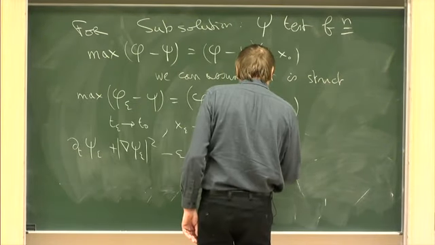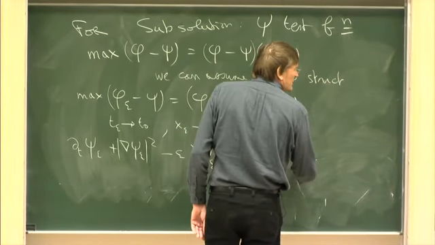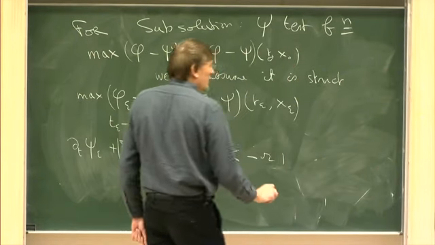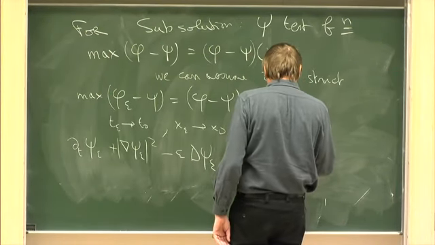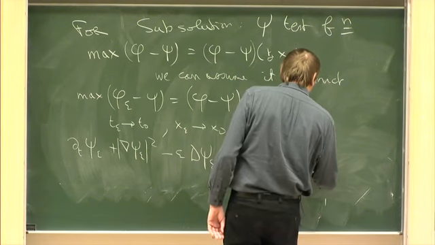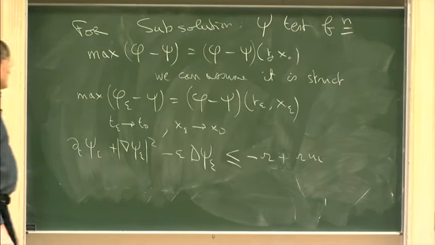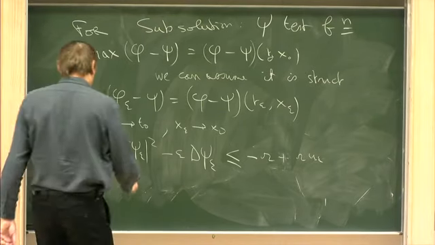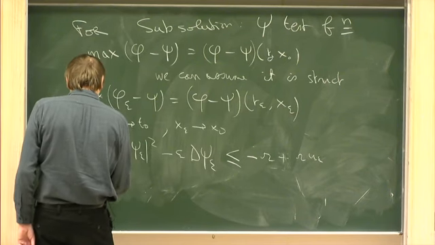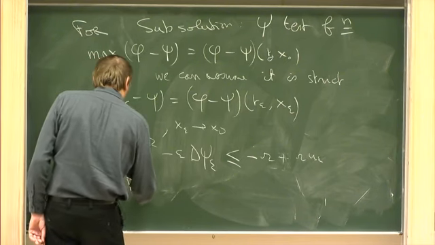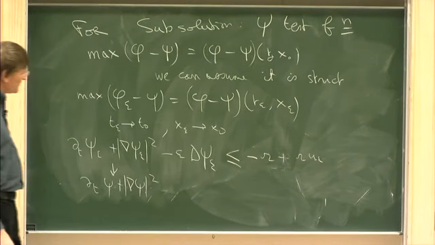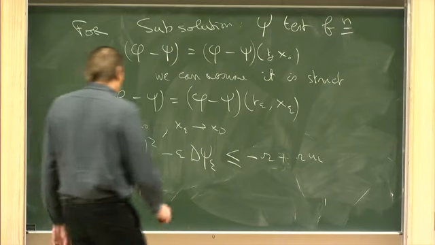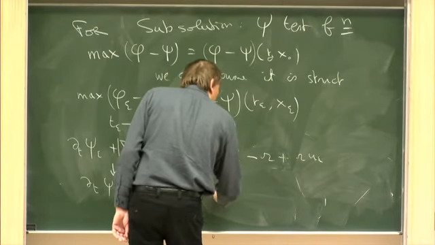And that is less than minus r plus 1 minus u epsilon times r u epsilon. So you pass to the limit, and what you get is dt psi plus grad psi squared. This goes to 0 because now this is the function psi, which is smooth, epsilon goes to 0. And now you get that this is less than minus r plus the limit of this.